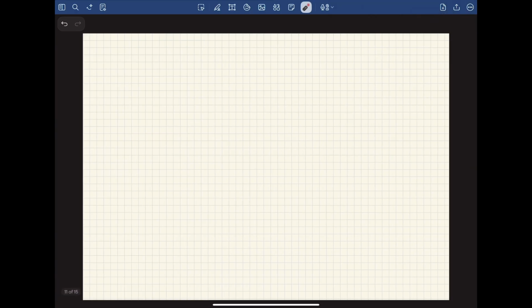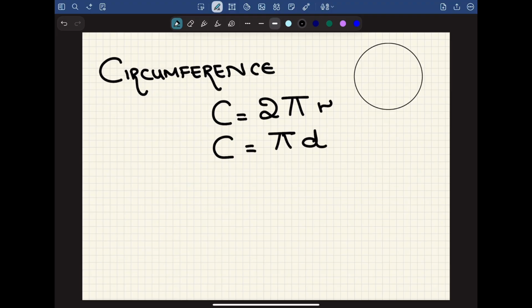And what is the formula for calculating the circumference of the circle? As already discussed, circumference is the distance all the way around the edge of a circle. So basically the perimeter of a circle. So that is calculated using the formula 2 pi r. Since we know that if we double the radius, or two radii add up to one diameter, we can also write the formula as pi d.